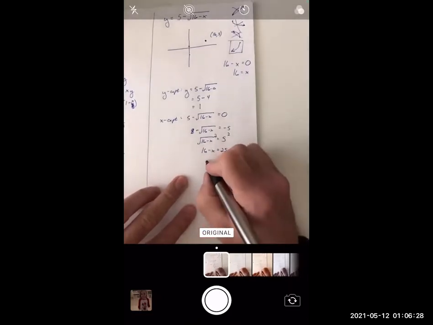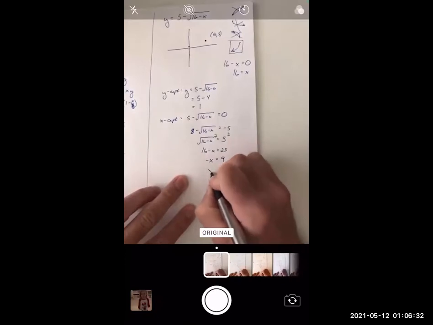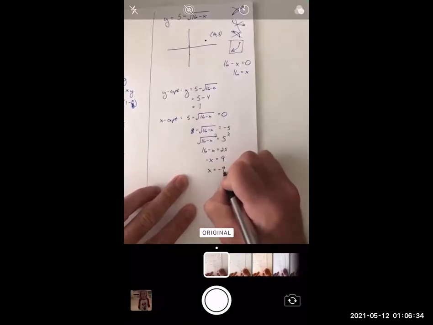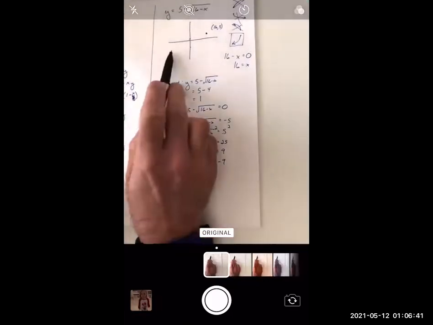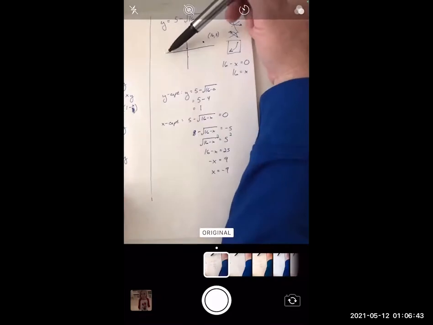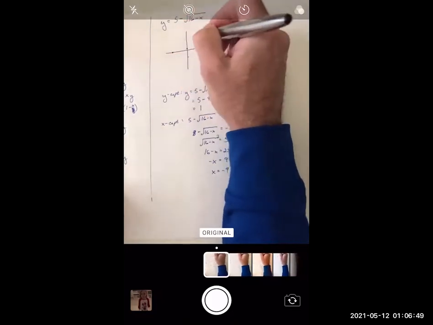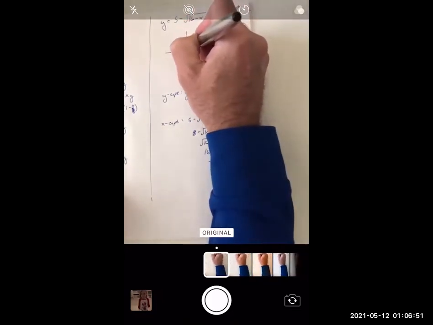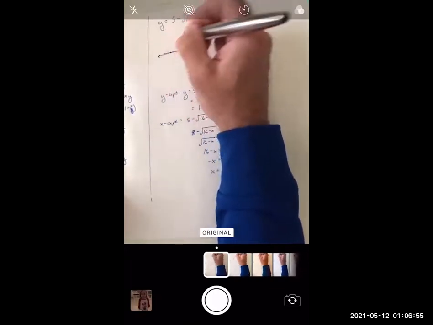Subtract the 16. Divide by negative 1, or multiply by negative 1. x is equal to negative 9. So your x-intercept is way over here on the negative x's, somewhere around in there, so you can draw it kind of like that.